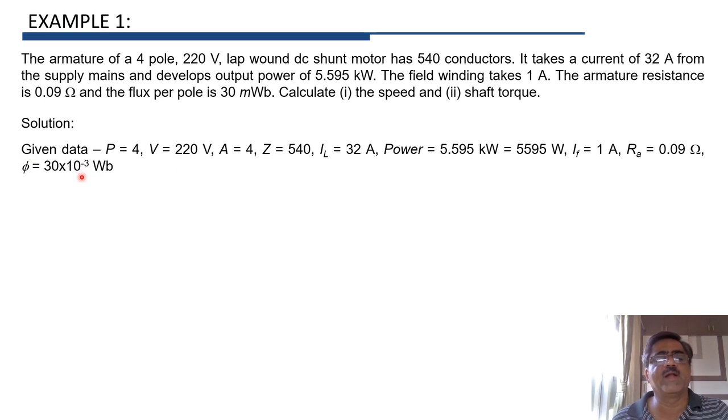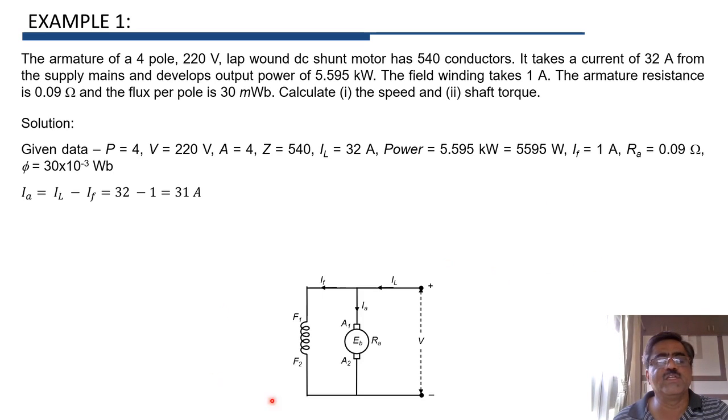So this is the given data, and you have to calculate, one, the speed, that is N, and second, shaft torque, that is Tsh. Now in this case the motor is a DC shunt motor. So the load current is given and field current is given. You can calculate the armature current. So here Ia is equal to IL minus If. Now IL is given as 32 and If is given as 1. So Ia is equal to 32 minus 1, that is 31 ampere. So current in this armature is 31 ampere.